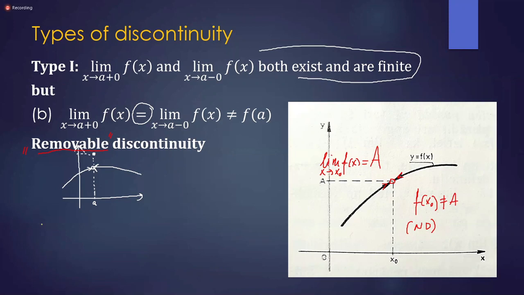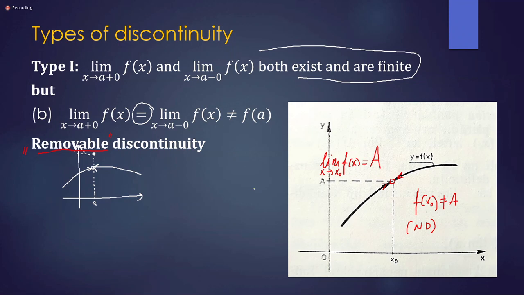Both exist, but they are finite. That's why it's type 1. It does not involve infinity. Type 1 does not involve infinity. And then there is this type 2.